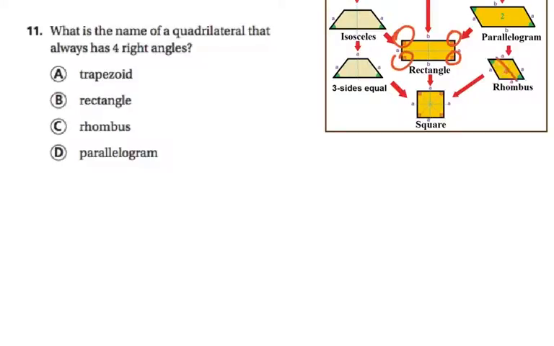Oh, this one does not have 4 right angles. I don't see any right angles there. None there. And I see 1, 2, 3, 4. So I'm looking for a rectangle or a square as my answer choice. And it looks like right there, number 11, answer choice B, that's what we're looking for.